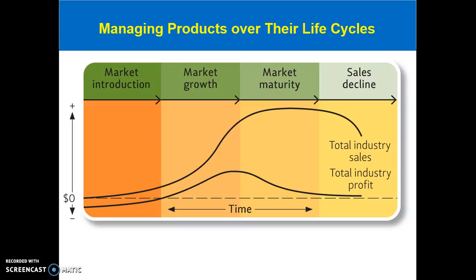And lastly, the total industry profits for all companies, they peak a little earlier, as you can see, than when the sales peak in the maturity phase. You will see why that happens in just a short while. But remember, this does not mean that all products go through these 4 stages. Some products actually fail and never make it past the introduction stage.